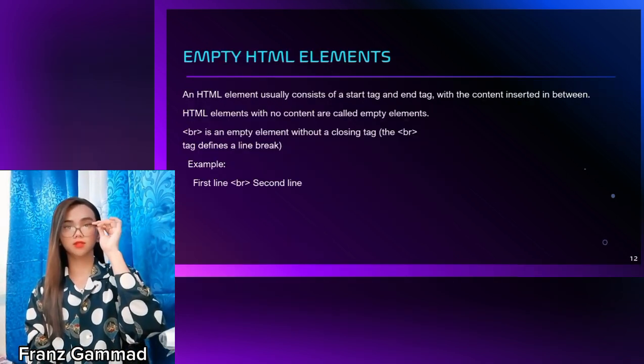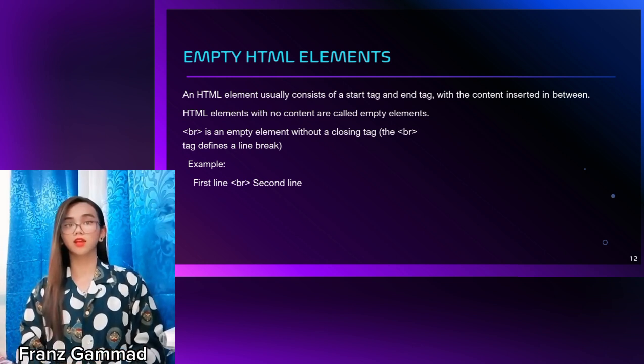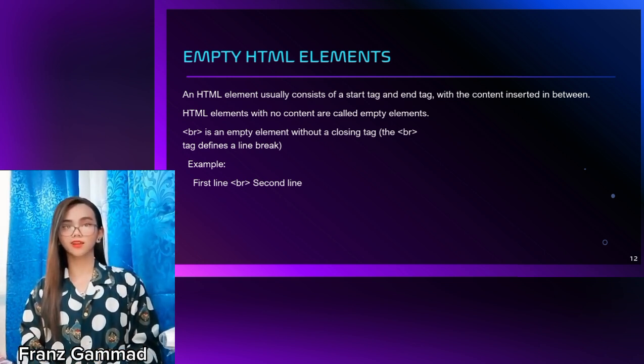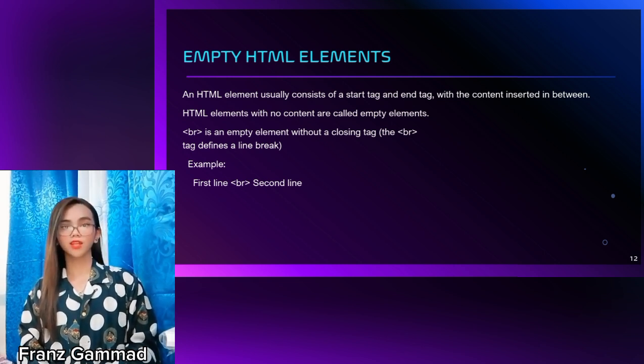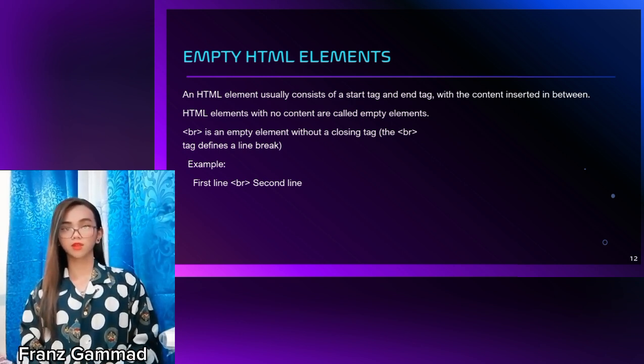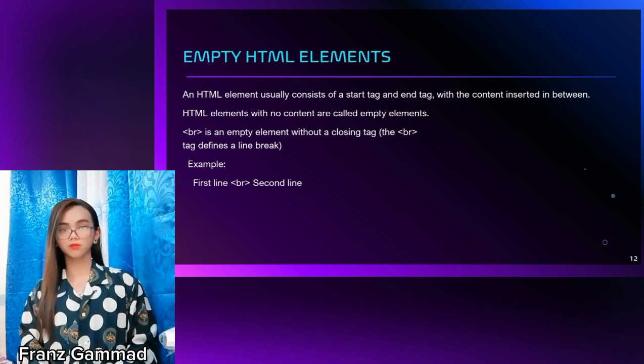Empty HTML elements. HTML elements usually consist of a start tag and end tag with the content inserted in between. HTML elements with no content are called empty elements. For example, br is an empty element without a closing tag. The br tag defines a line break. There are some elements that don't have any content, and these are called empty elements.